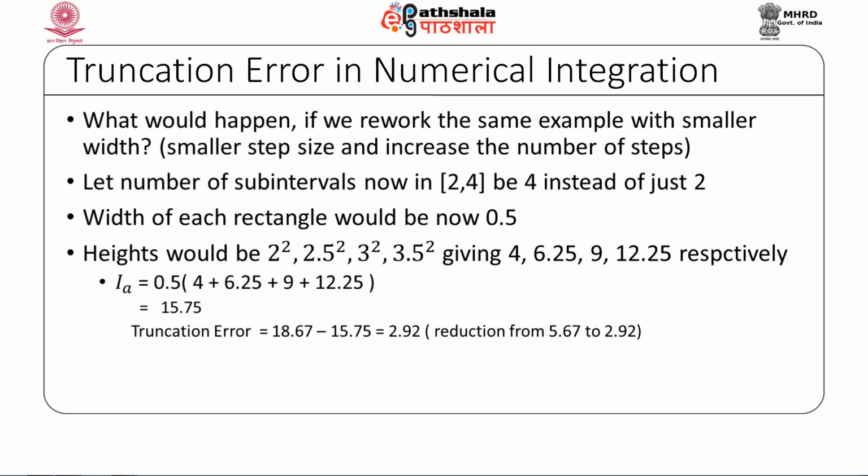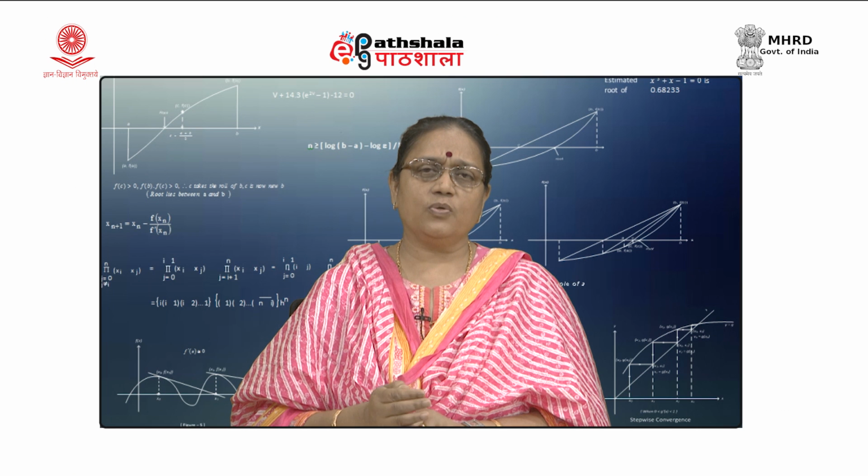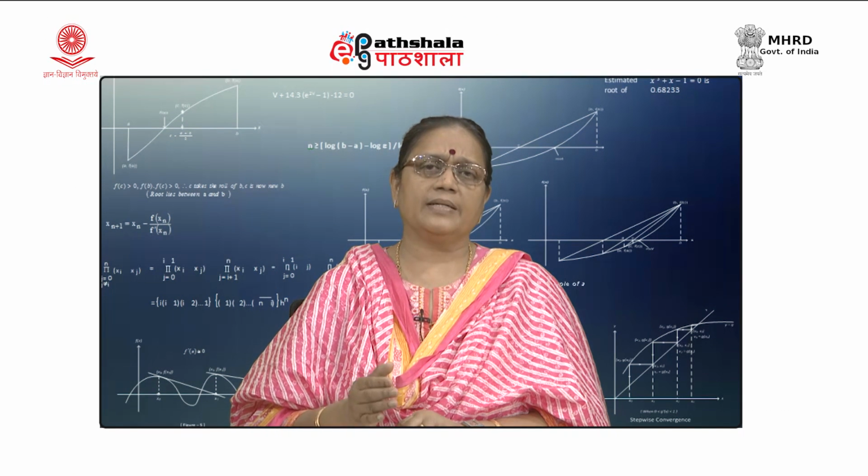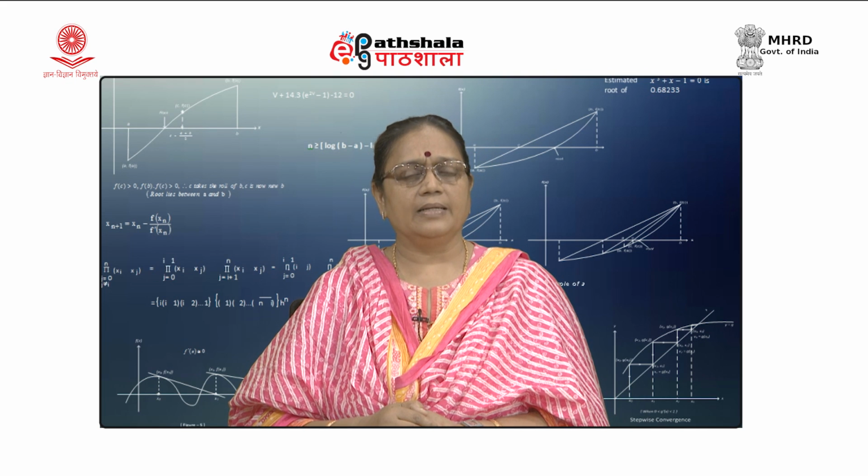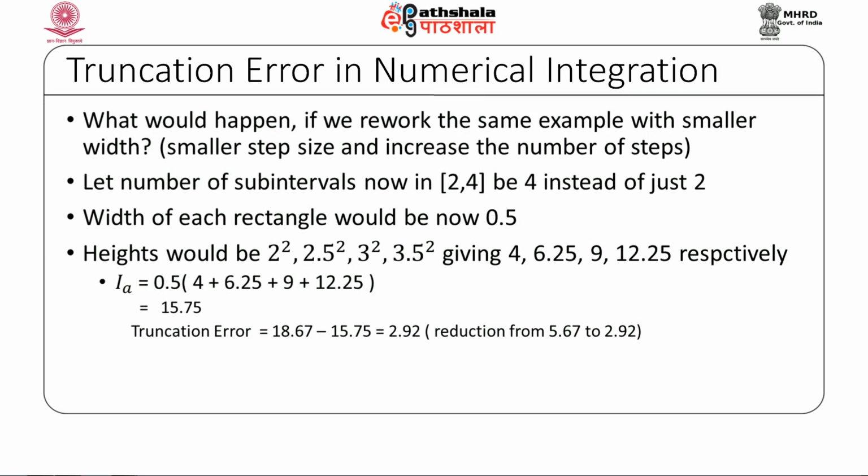Let us reduce the size of the rectangle, increase the step size, increase the number of rectangles, because in actual our number of rectangles should tend to infinity, and the width of the rectangle should tend to 0. So, let us reduce the width of the rectangle. Instead of 2 rectangles, let us take 4 rectangles, each of width 0.5 now, and again do the job.